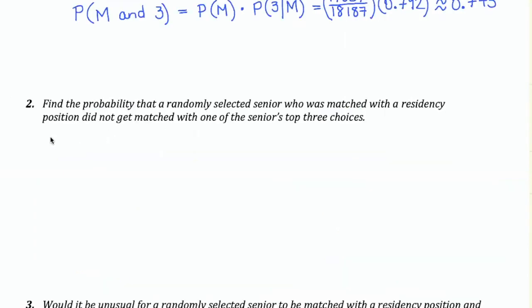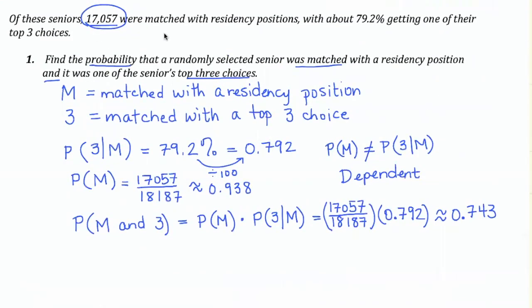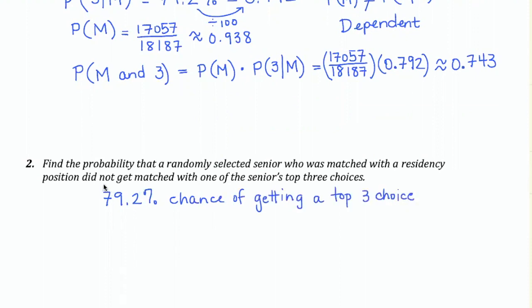So in number 2, we want the probability that a randomly selected senior who was matched with a residency position did not get matched with their top 3 choices. So remember from up above that those who were matched had a 79.2% chance of getting a top 3 choice. So if I want to know what's the probability that they did not get matched with one of their top 3 choices, this is the complement.